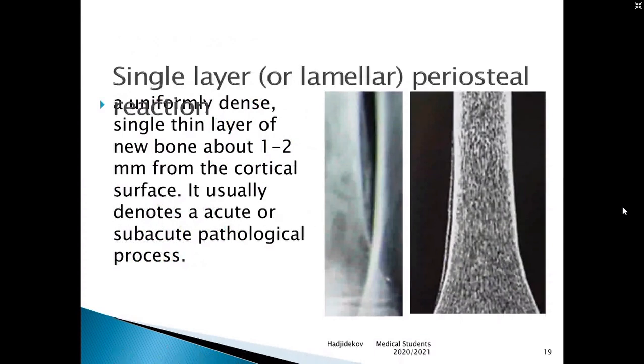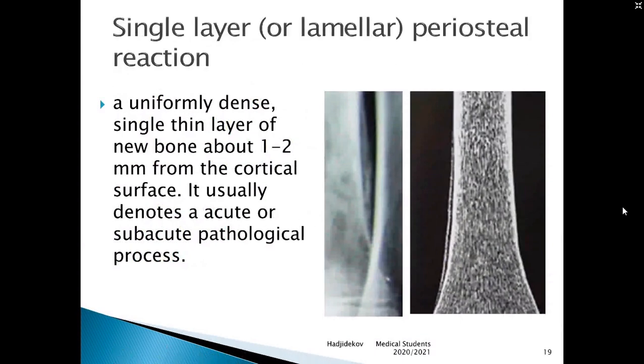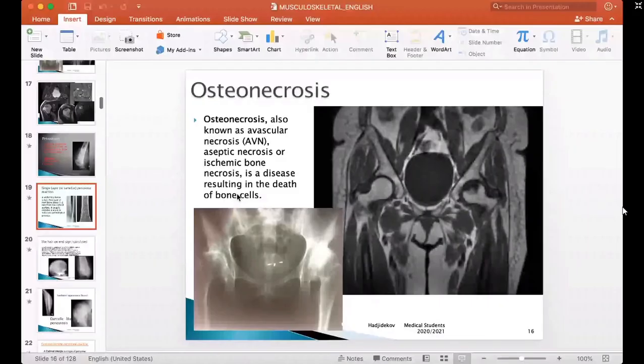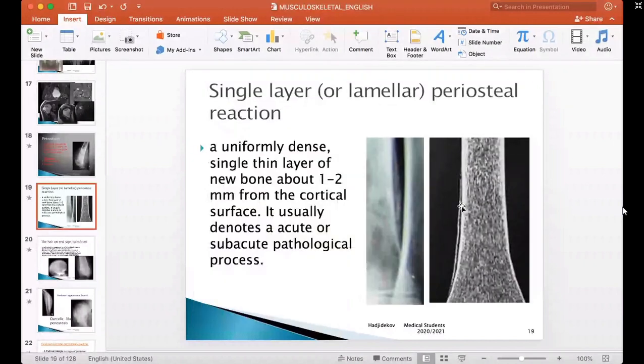The first one is called single layer or laminar, one lamina periosteal reaction. In this, you can see here the one lamina standing parallel to the periosteum of the bone. This is a uniformly dense, single thin layer of new bone, which is about 1 millimeter from the cortical surface. You see it here probably now. And it denotes an acute or subacute pathological process.